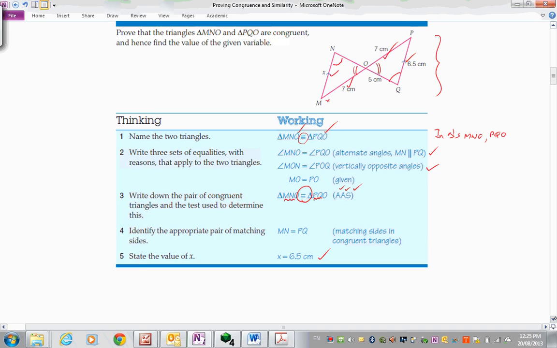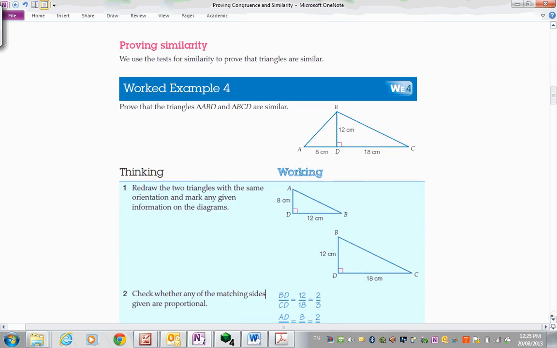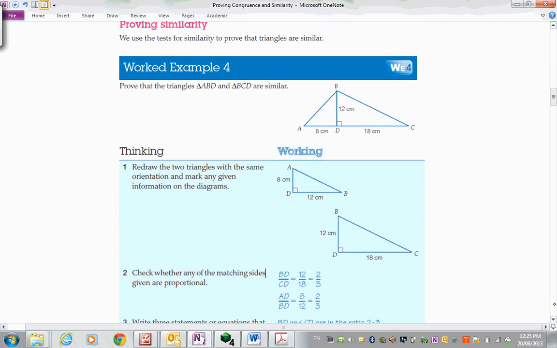Right, come on down and let's do some in similarity now. Using tests to prove for similarity. Okay. Prove that these two triangles, ABD and ABCD, the big one right around the outside, are similar.